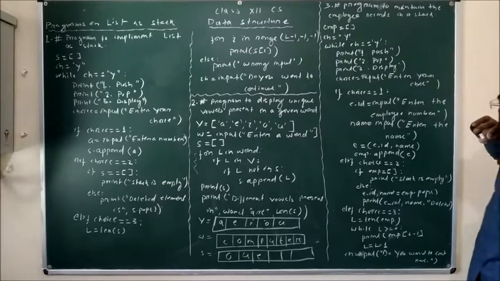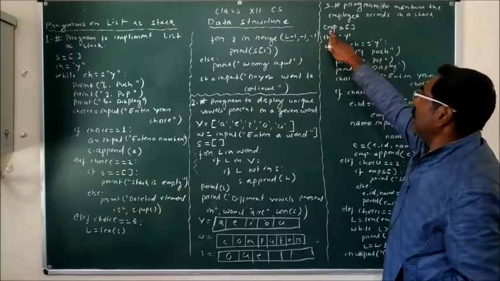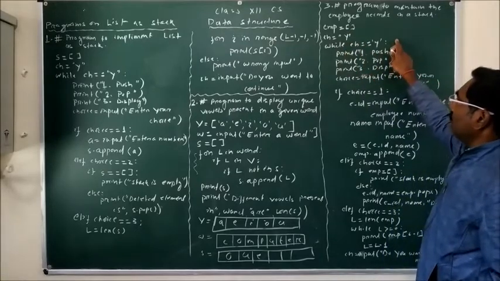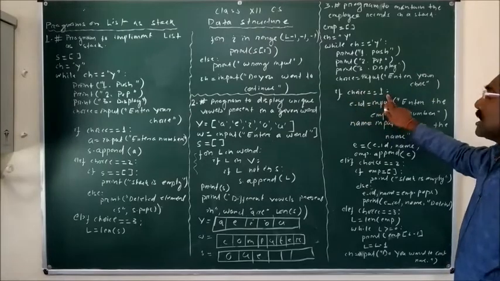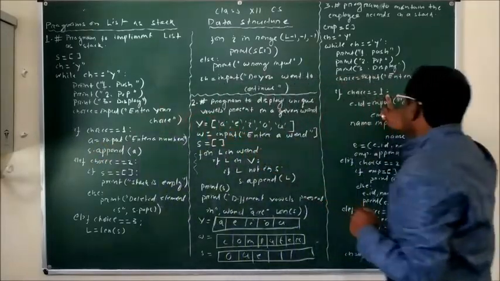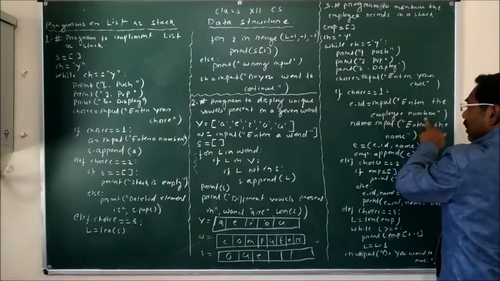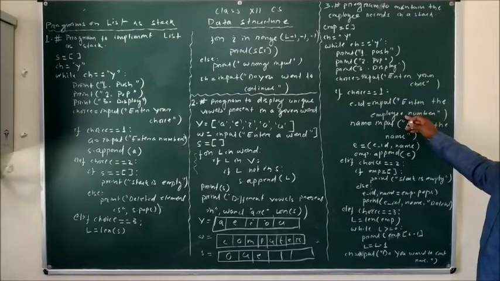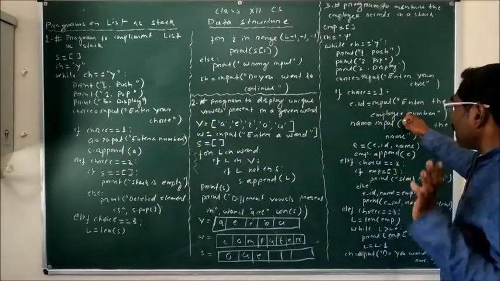If you notice the program up to this, there are no changes. Instead of S, we are using an element stack as emp, ch is equal to y, while ch is equal to y, print push, pop, display, enter your choice. If choice is equal to 1, here instead of one element, we are entering two elements. EID is equal to input, enter the employee number. Name is equal to input, enter the name. So two values are entered here. Here we have entered only one value. Here we have entered two values.